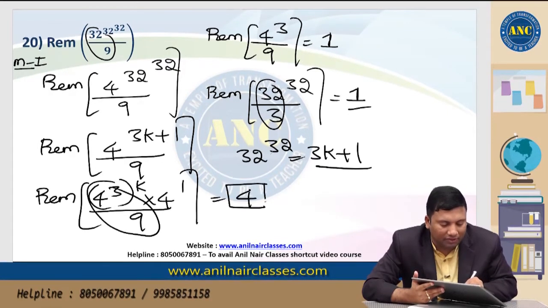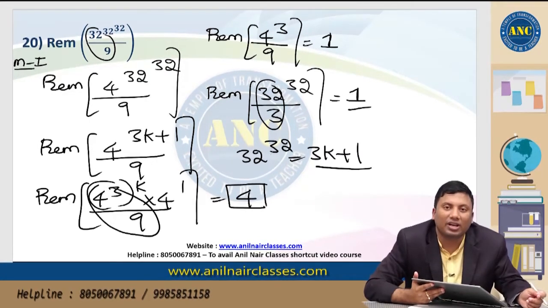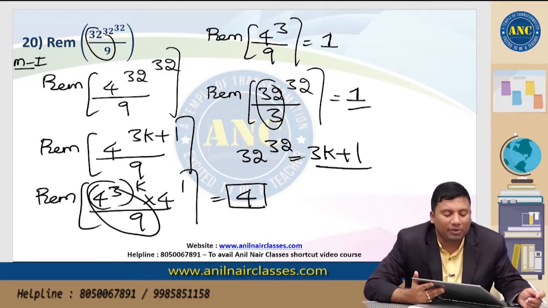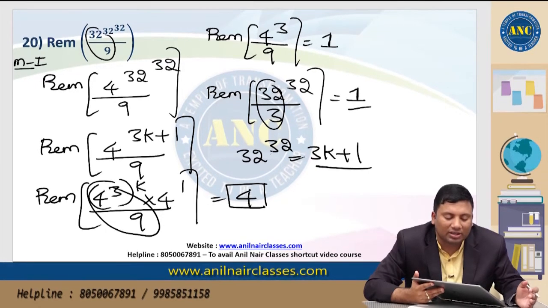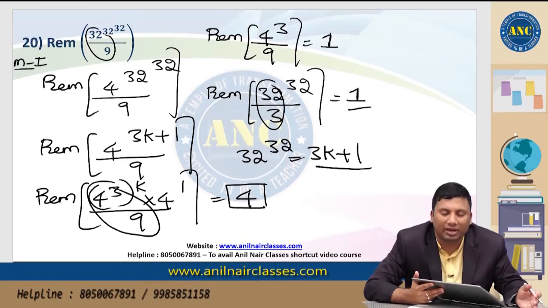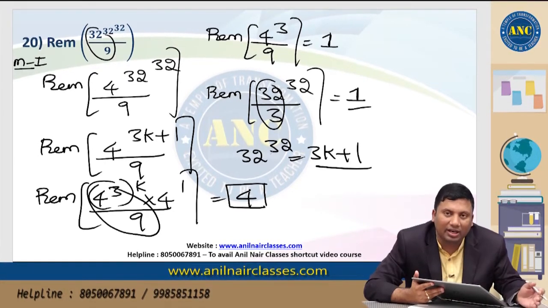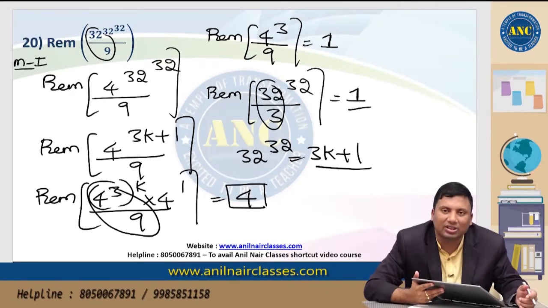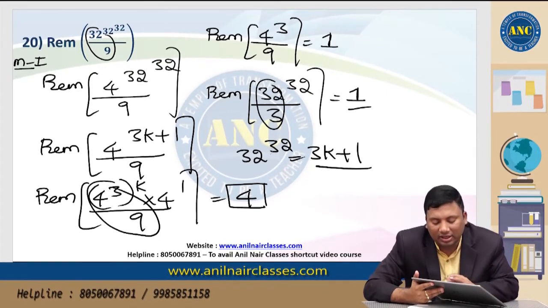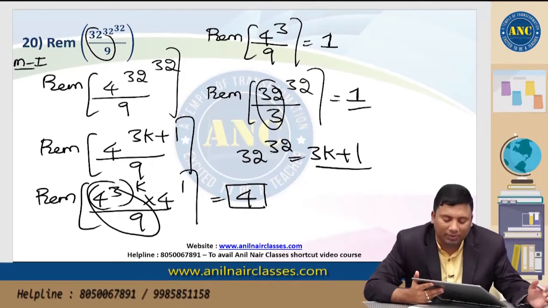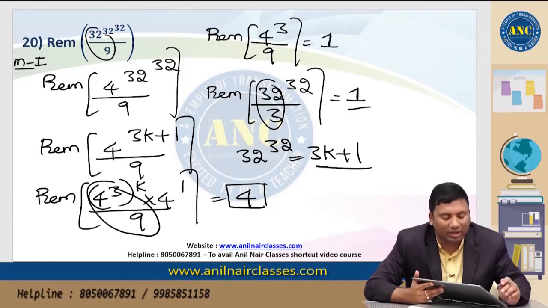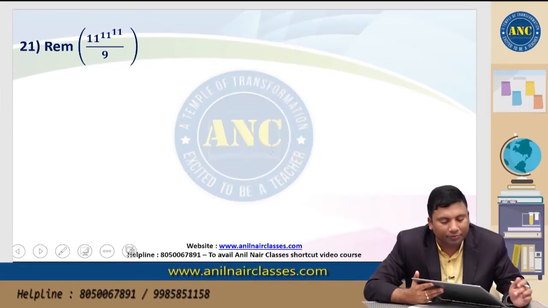I hope the first method is clear. In the first method, I used the negative remainder. 9 4s are 36, the remainder is minus 4. Minus 4 to an even power is plus 4. So 4 power 32 power 32 divided by 9. 4 cube divided by 9 is plus 1. So 32 power 32 divided by 3: 3 11s are 33, minus 1 to an even power is plus 1. So 32 power 32 becomes 3k plus 1. I hope this 20th question is clear to you.